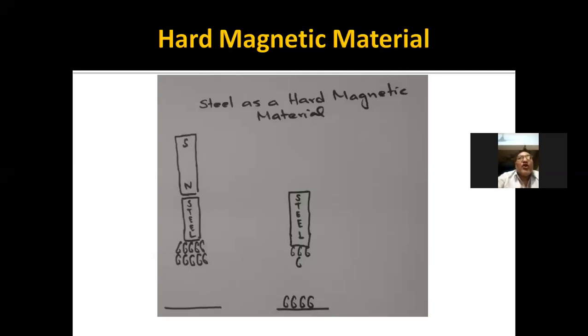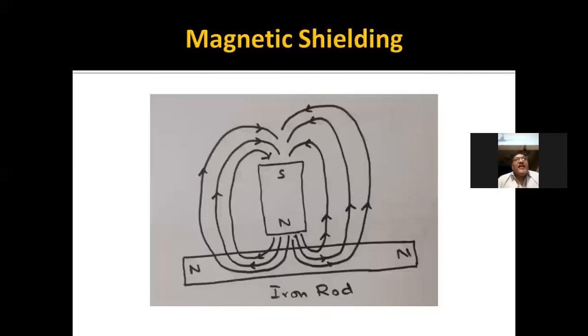I hope that you have understood this idea. Here, I want to introduce another idea: if you take a rod of iron and bring it near this north pole, what will happen? The magnetic lines which are coming out of this north pole will start traveling in this iron rod, and from here they will go out and go to this south pole.